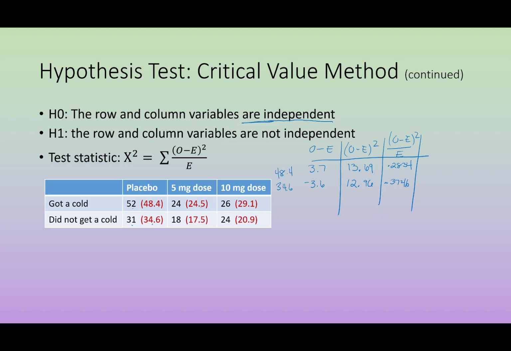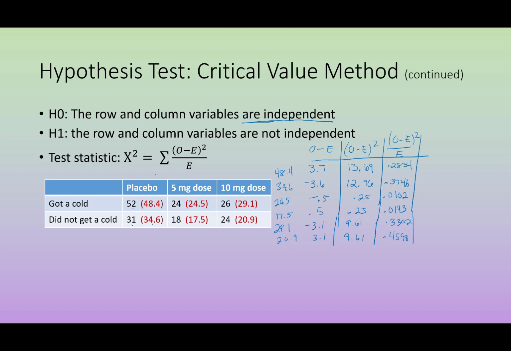Okay, I'm going to move to the 24 and the 24.5. So my expected is 24.5. Well, when I do observed minus expected, I get negative 0.5. And I'm going to square that value, which is 0.25. And then when I divide that by my expected value, I get 0.0102. Okay, I'm going to go ahead and finish out my last three cells here. Okay, so now I've finished out my last three cells.